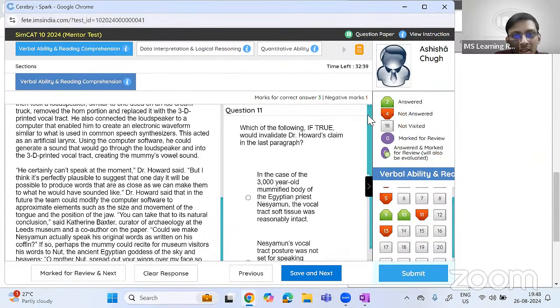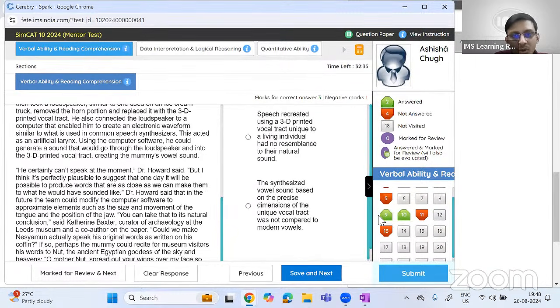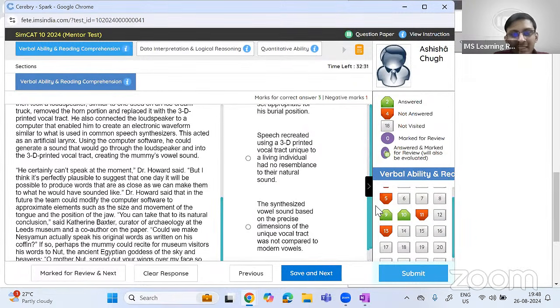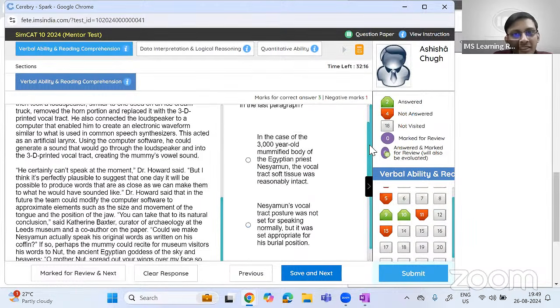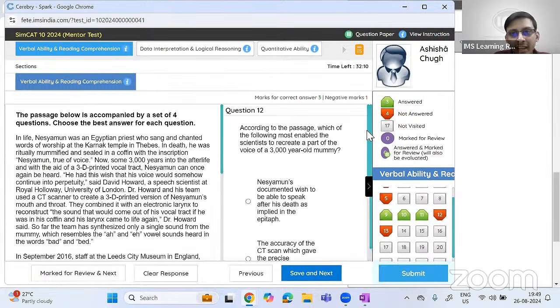We are trying to invalidate the claim. Okay. Synthesized vowel sound based on precise dimensions of unique vocal tract was not. Now, I think this is similar to the logic we've seen. If for a living individual there is no resemblance to natural sound, then how can we say for a dead individual it will be there if it's not there for a living? So if this is true, that for a living there is no resemblance, then it will invalidate the claim. Then we can reproduce it in the future. Pretty sure that is right.